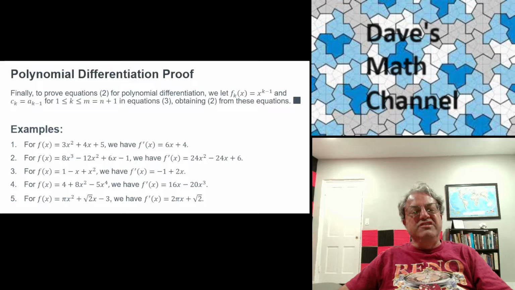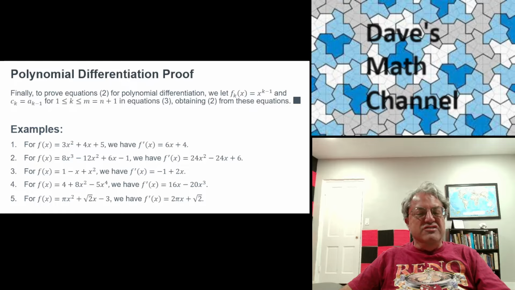Like I said, it's pretty easy to differentiate polynomials. And you'll see polynomials a lot. So now you know how to differentiate polynomials. So you've already learned a big chunk of what you need to know about calculus.